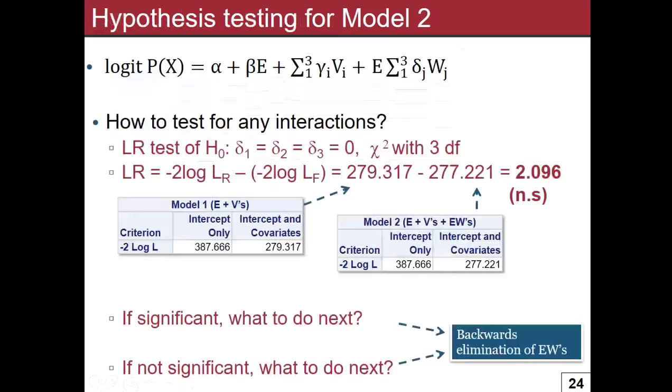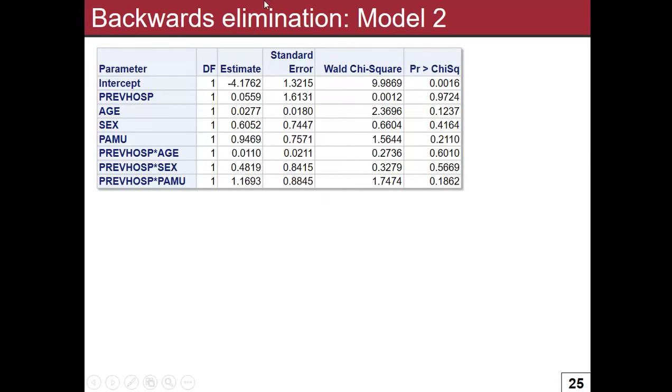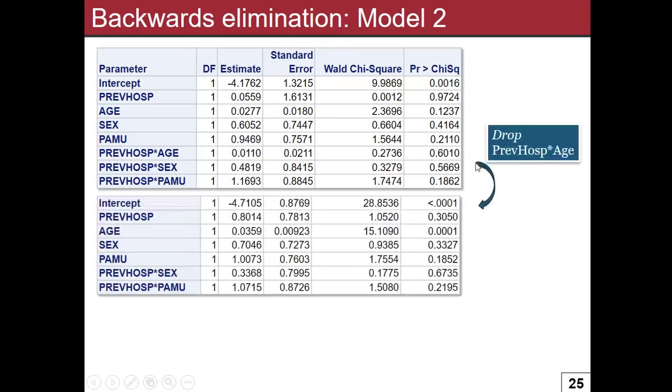Okay, so this piece about backwards elimination actually looks something like this. Just as a quick refresher, if we looked at these 3 EW terms, previous hospitalization times age, times sex, and times PAMU, you essentially drop the least significant thing first. So of the three of these, you see 0.601 is the biggest Wald test p-value. That is one way to determine which one's significant. And you would drop previous hospitalization times age, and then you rerun the whole model.